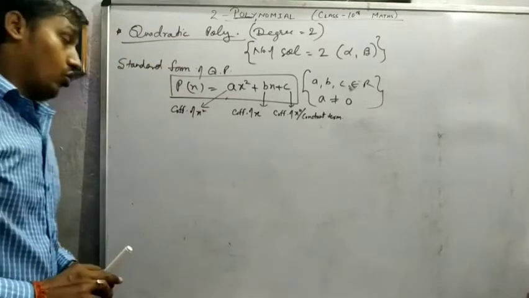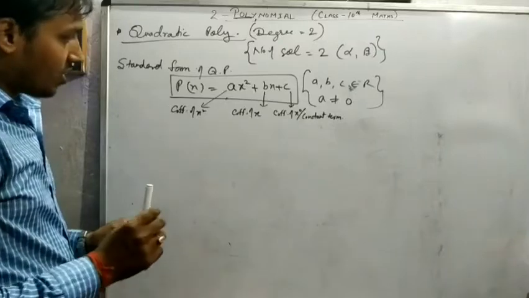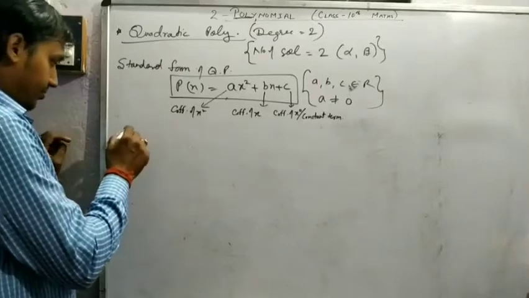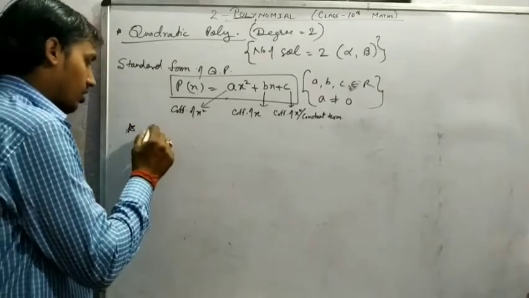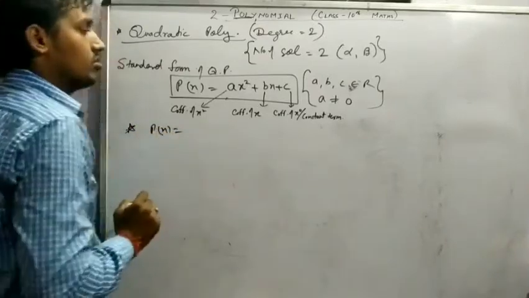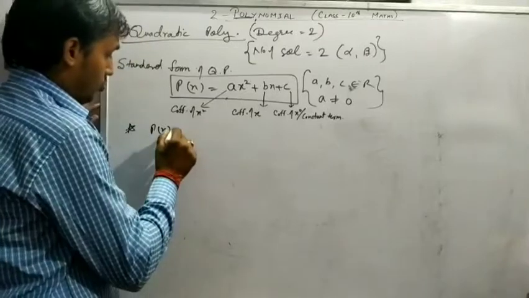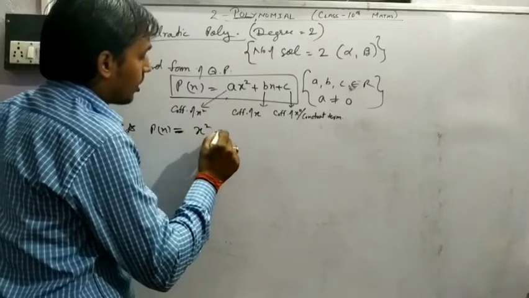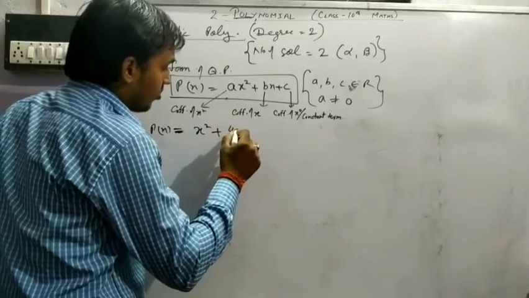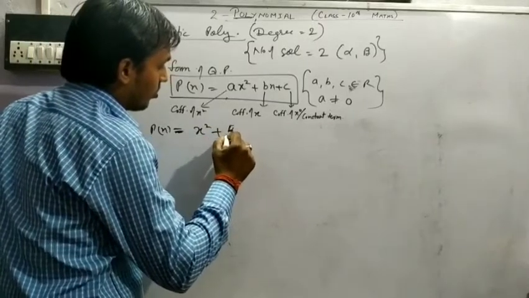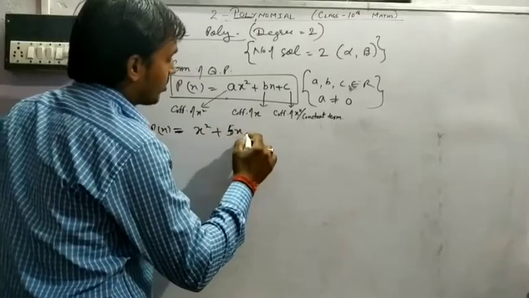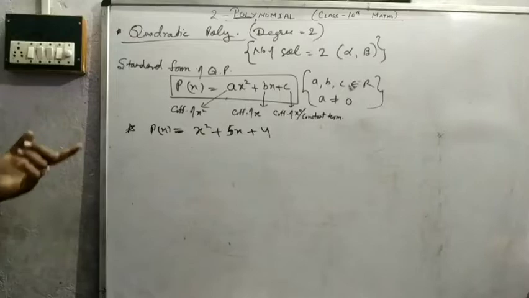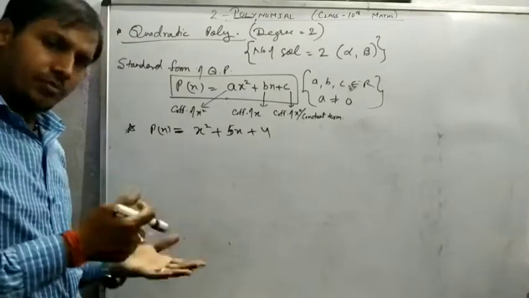So if we take one example of a quadratic polynomial, x square plus 5x plus 4, it's a very simple example. It was in your classes 7th and 8th as well.